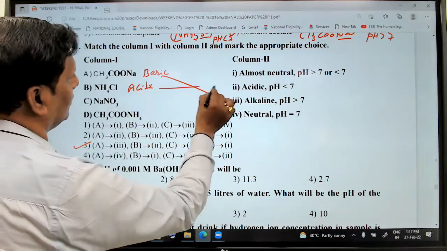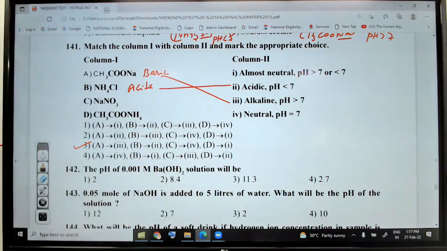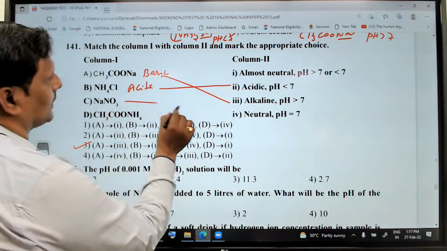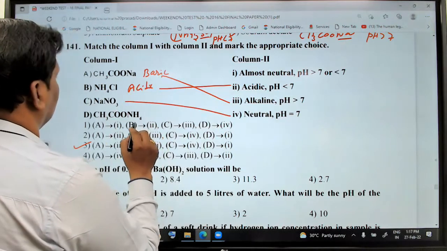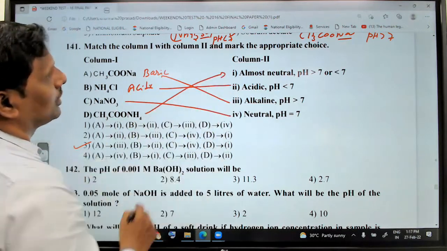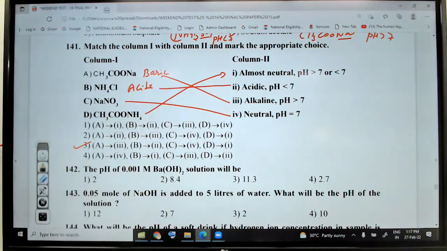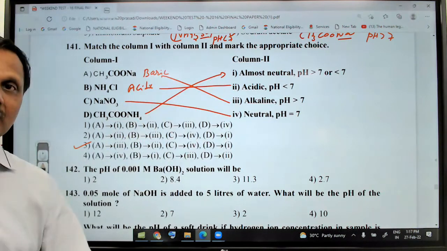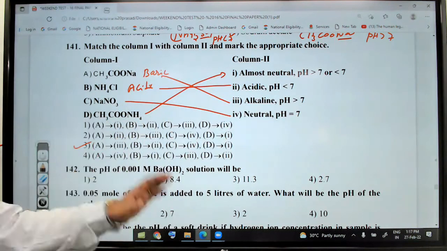Acidic है. अच्छा B2. अच्छा NaNO3 salt of a strong acid and strong base है. Neutral, pH is equal to 7. Like almost neutral, we can say that pH slightly greater than 7 or less than 7, based on strength of the acid and base.